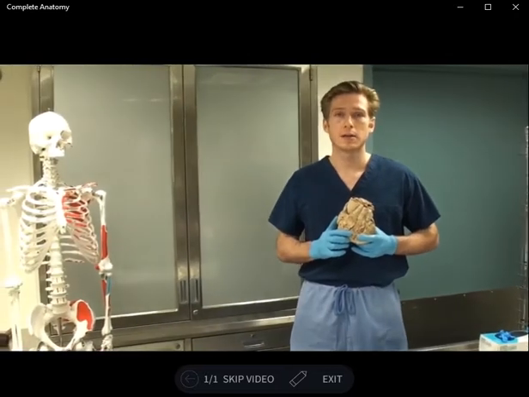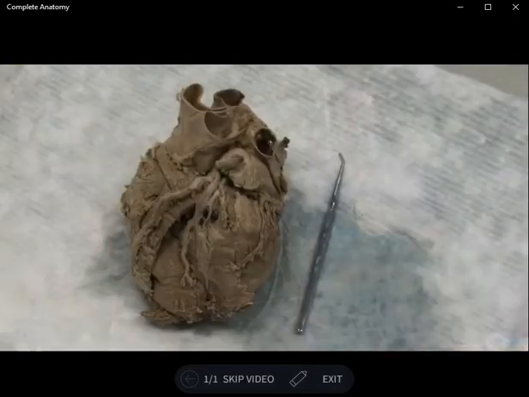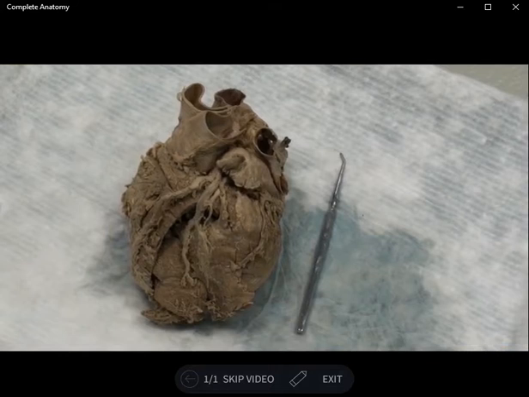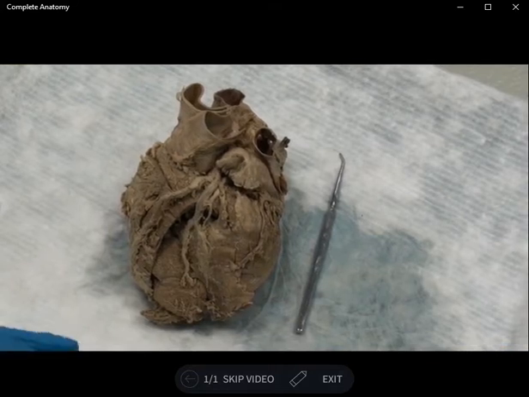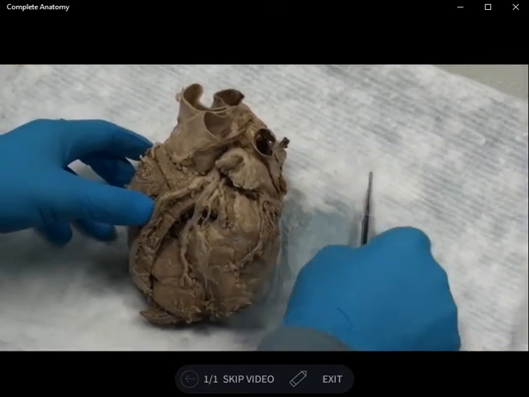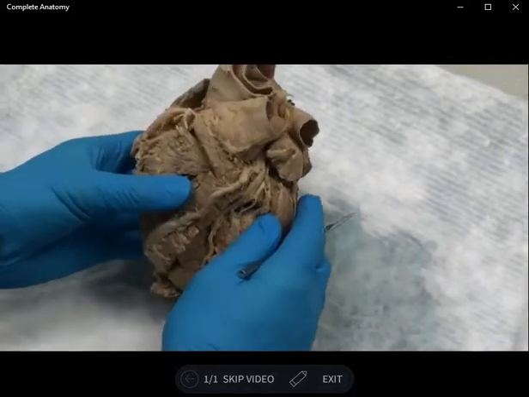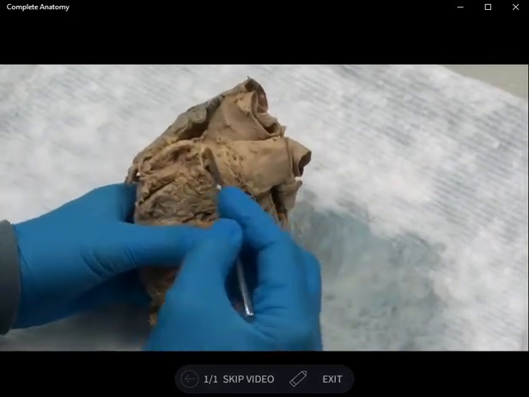Let's now talk about the vasculature of the heart. Okay, let's discuss the vasculature of the heart itself. The heart is perfused by two arteries, both of which branch off of the aorta.